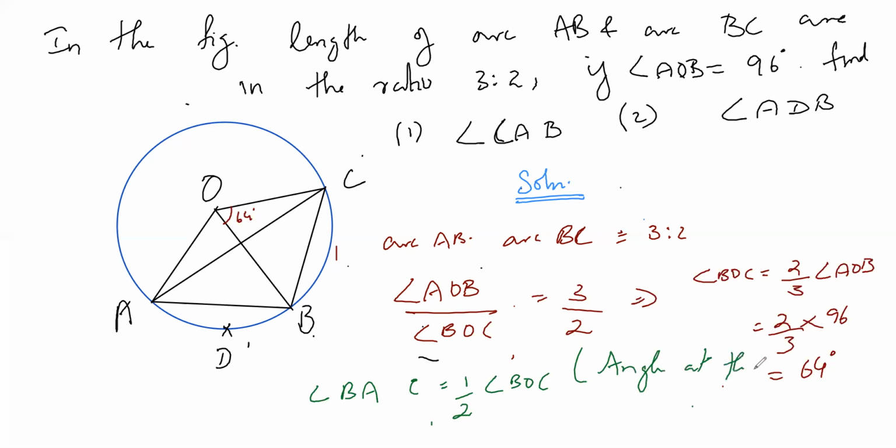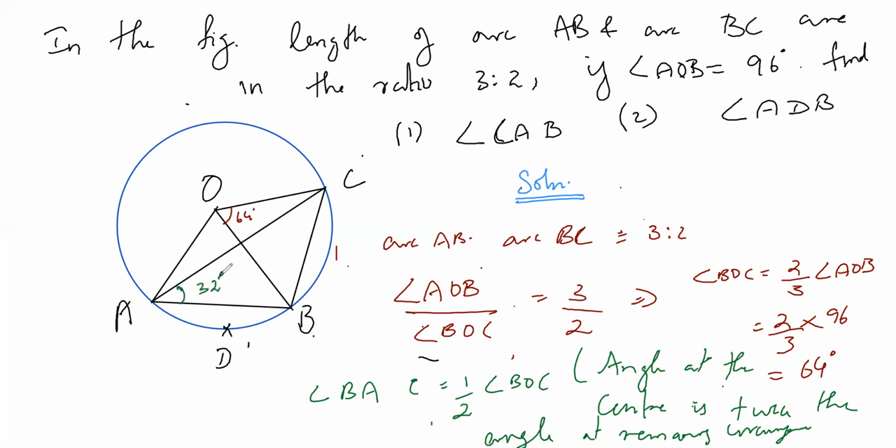the angle at the remaining circumference. Angle at the center is twice the angle at the remaining circumference. So what is angle BAC? 32 degrees. BAC, I'll get it as 32. So CAB is 32. This is done.